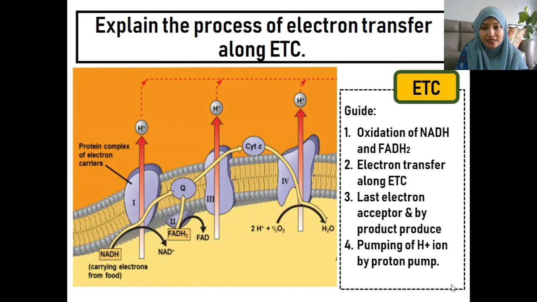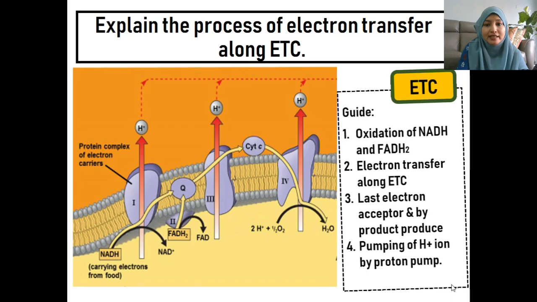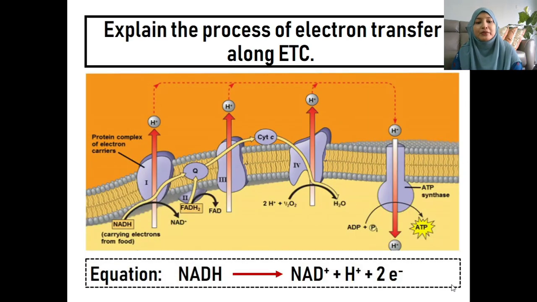Oxidation of NADH until how H plus is pumped, by using the energy released by that NADH. Alright, so the first sentence, NADH undergo oxidation forming NAD plus, H plus and 2 electron. Number 2, electron produced is transferred to complex 1, NADH dehydrogenase, causing NADH dehydrogenase to be reduced.